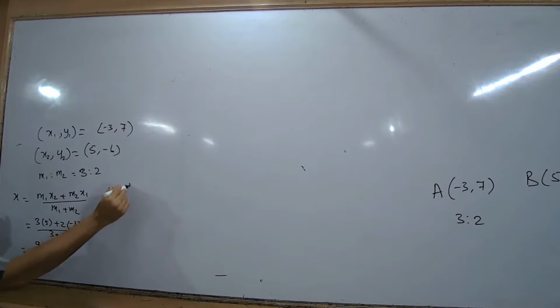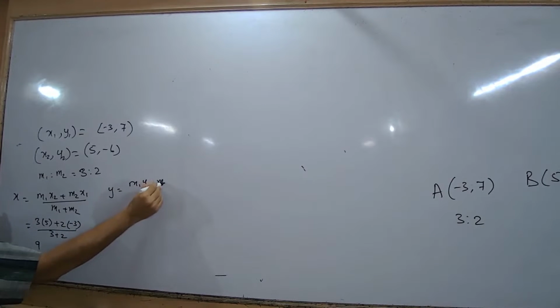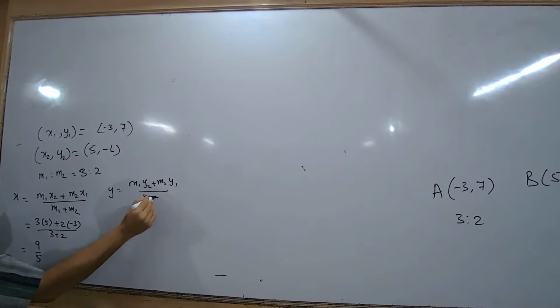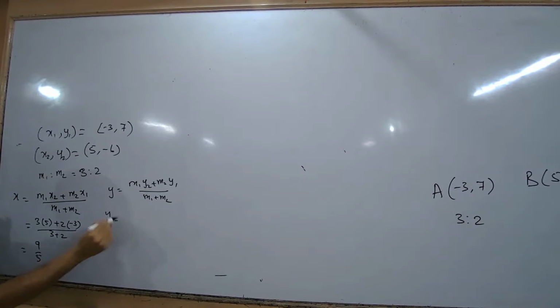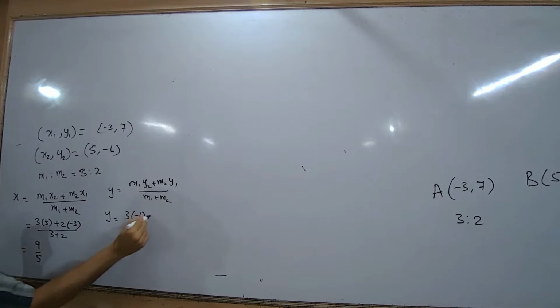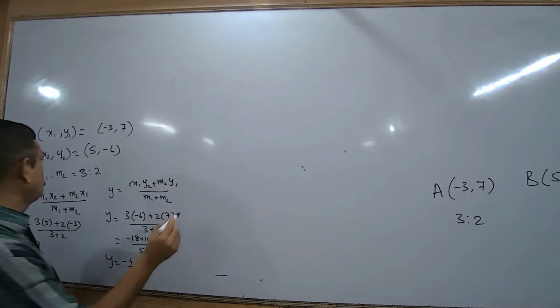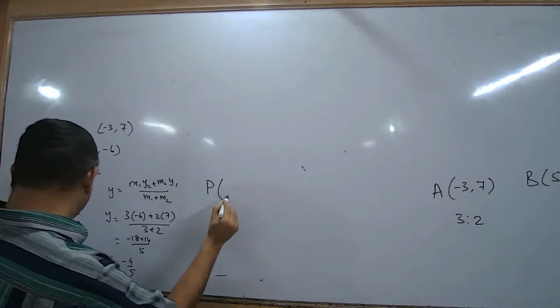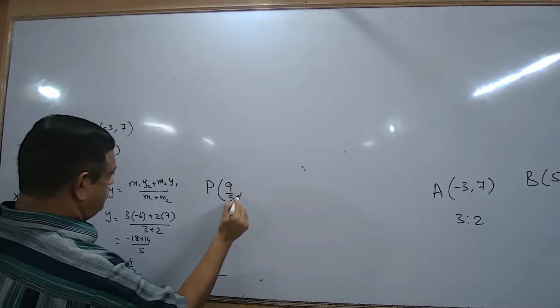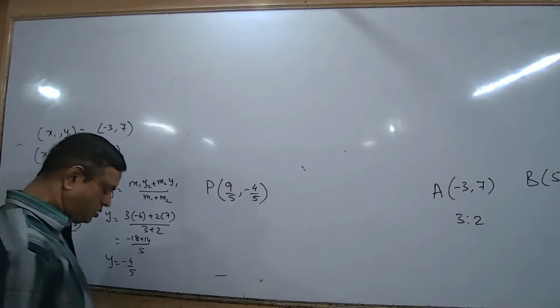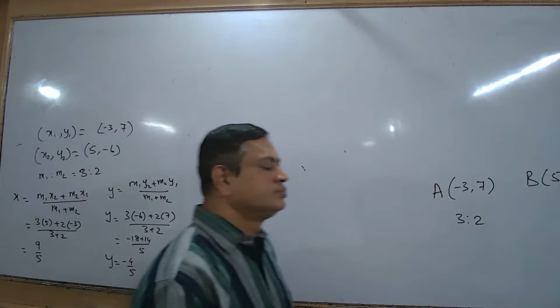And y is equal to m1 y2 plus m2 y1 divided by m1 plus m2. That is y is equal to 3 times minus 6 plus 2 times 7, divided by 3 plus 2. Minus 18 plus 14 divided by 5, then minus 4 by 5. Therefore, the coordinates of P are 9 upon 5, minus 4 upon 5. This is the answer.